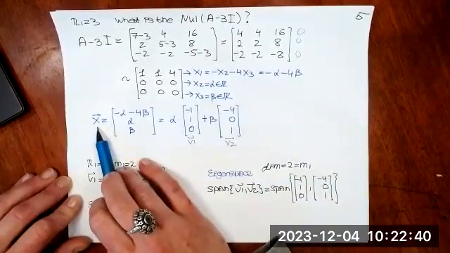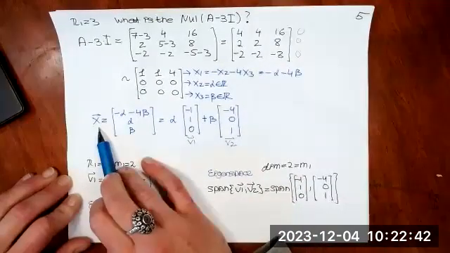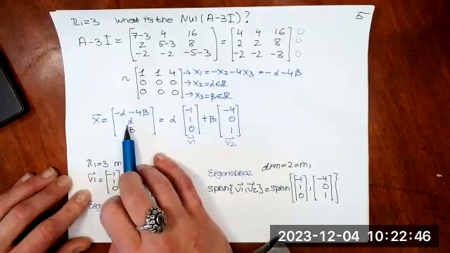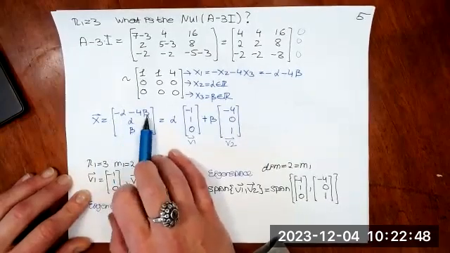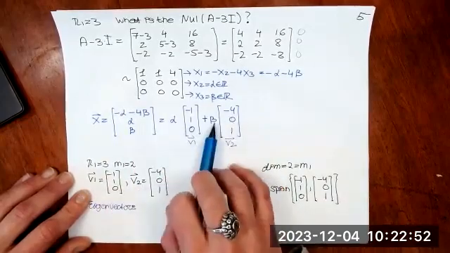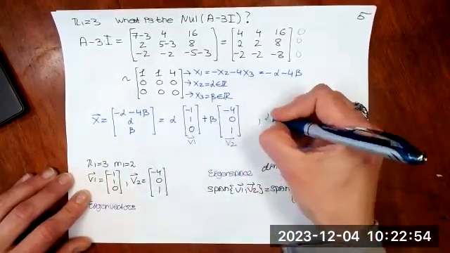Put it in your vector. This is the general solution of the homogeneous system. I have two arbitrary constants, alpha and beta. So I'm splitting this into two vectors, one multiplied by alpha, one multiplied by beta.